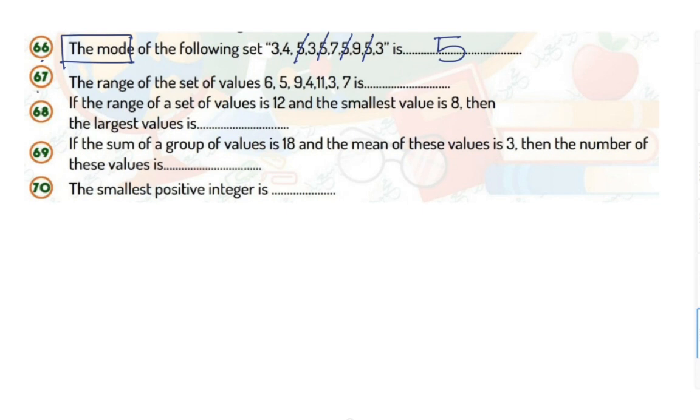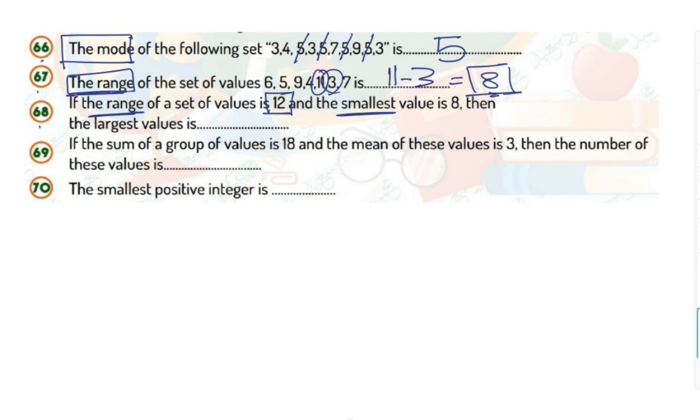Next point, 67. The range of the set of values: 6, 5, 9, 4, 11, 3, 7. The range equals greatest minus smallest. Where is the greatest? 11 minus smallest 3, that equals 8. Finished.